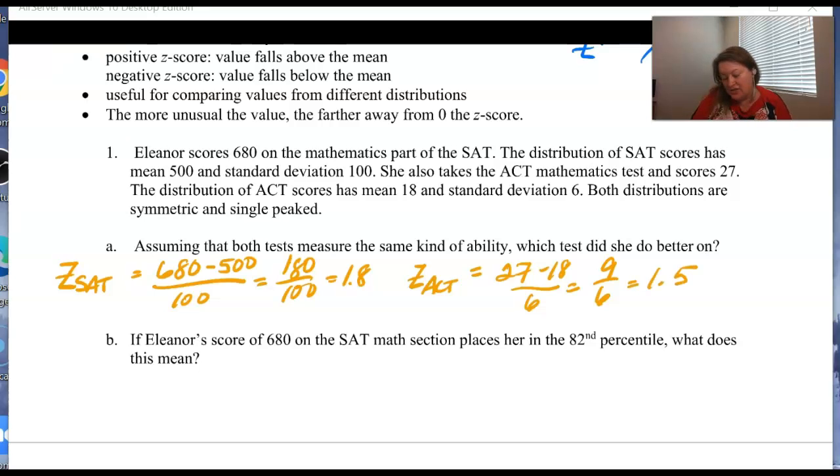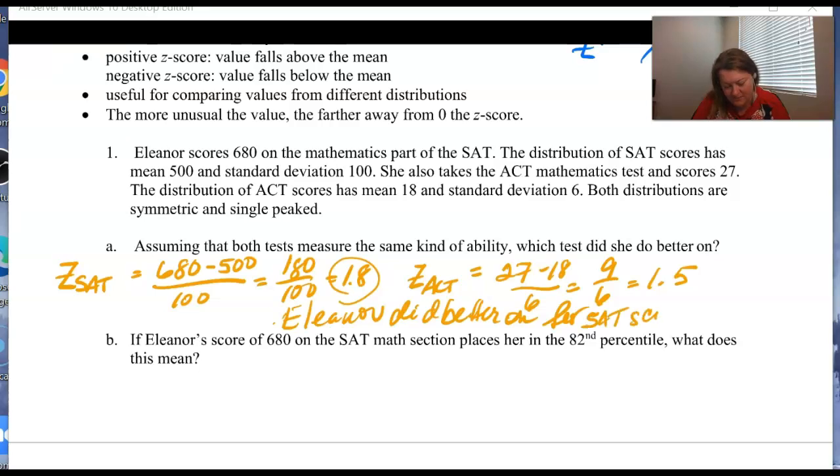So what score should she use? She should use her SAT score, it was higher. It was almost 2 standard deviations above the mean, whereas her ACT was just 1.5 standard deviations above the mean. So she did better. So we would say Eleanor did better on her SAT scores because her Z-score for SAT was greater than her Z-score for ACT.